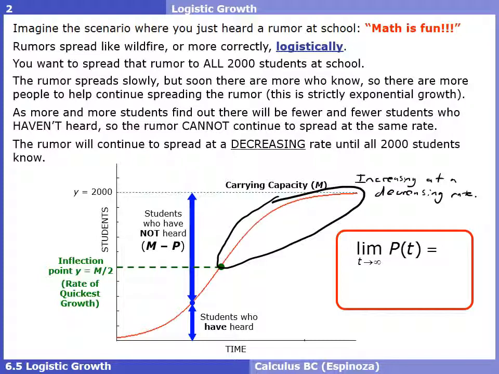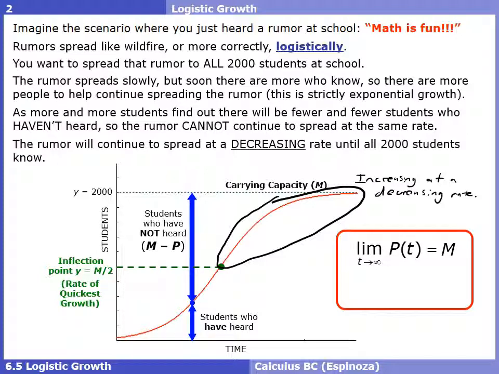And keep in mind, this graph here in red is our graph p of t. Well, what is that limit approaching? What is the graph approaching as we keep on moving to the right? Well, it's going to eventually approach our carrying capacity. Remember, a limit is a y value, and as this graph keeps on moving to the right, it's eventually going to approach that carrying capacity of m.